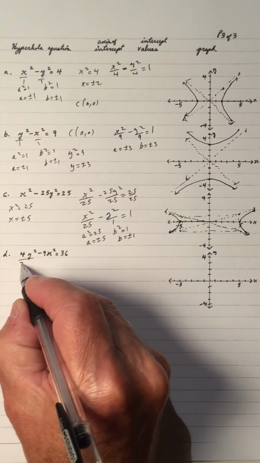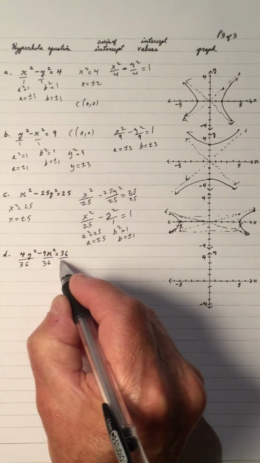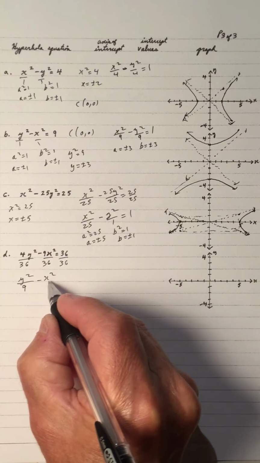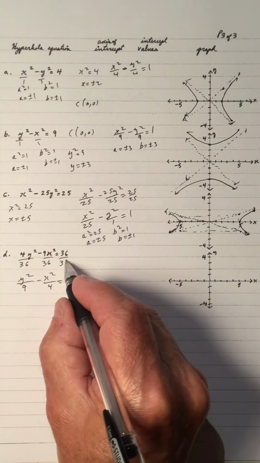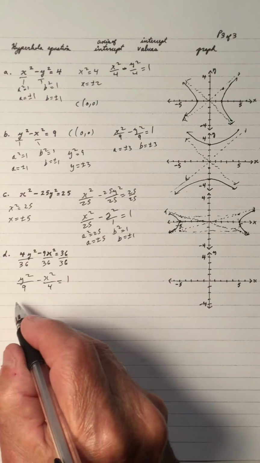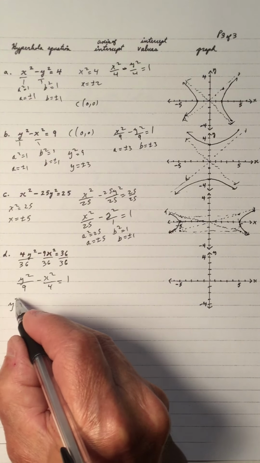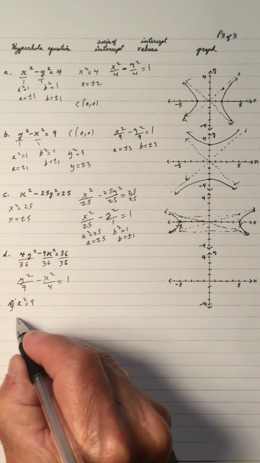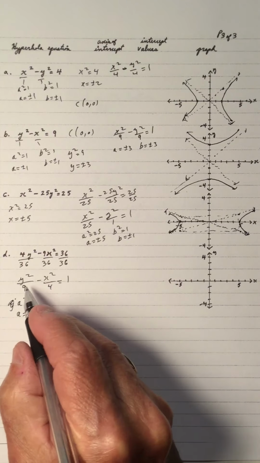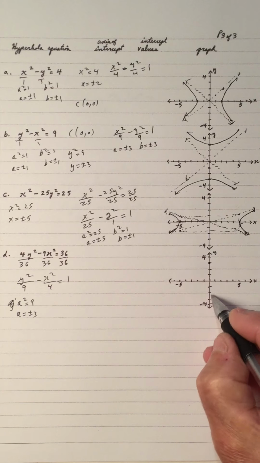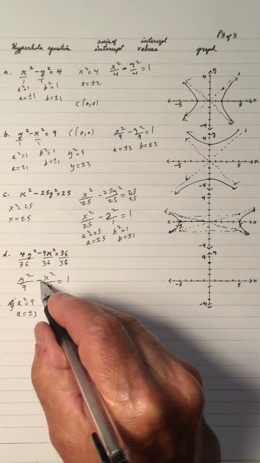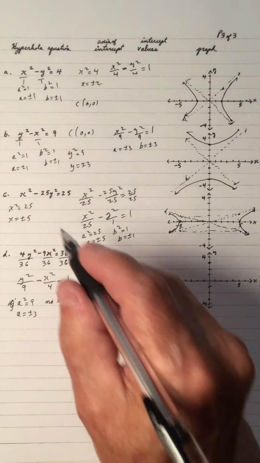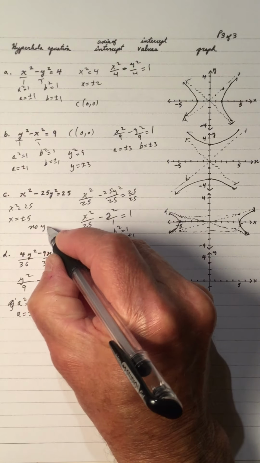And in this one, we divide by 36, divide by 36, divide by 36. So y squared over 9, x squared over 4 equals 1. My mistake, a squared is 9, a is plus or minus 3. So this has y-intercepts of plus 3 and minus 3. And because the negative is with the x, it has no x-intercepts. Notice this one has no x-intercepts.